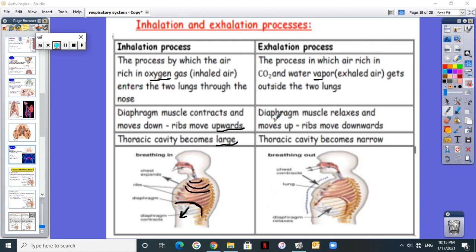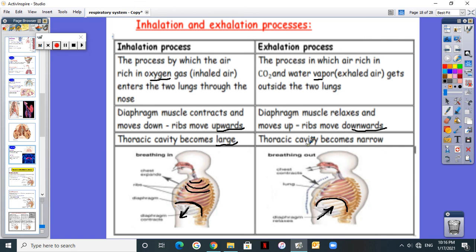Okay, what happens with your diaphragm? This is your diaphragm. During exhalation, your diaphragm relaxes and moves up. What about your ribs? Your ribs move downwards. So during exhalation, your diaphragm muscle relaxes and moves up, and your ribs move downwards.